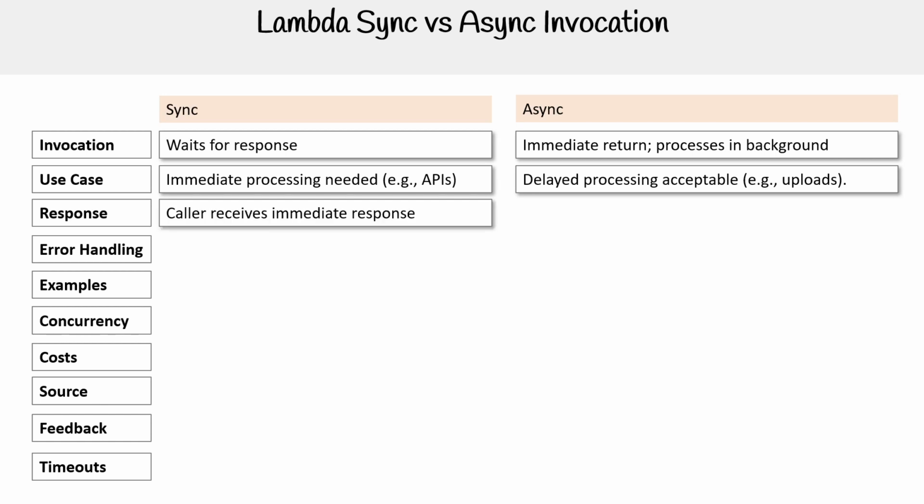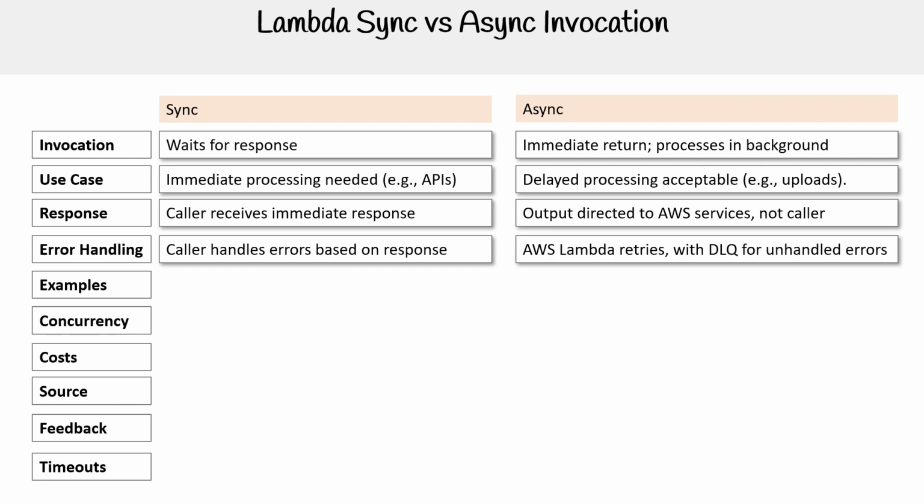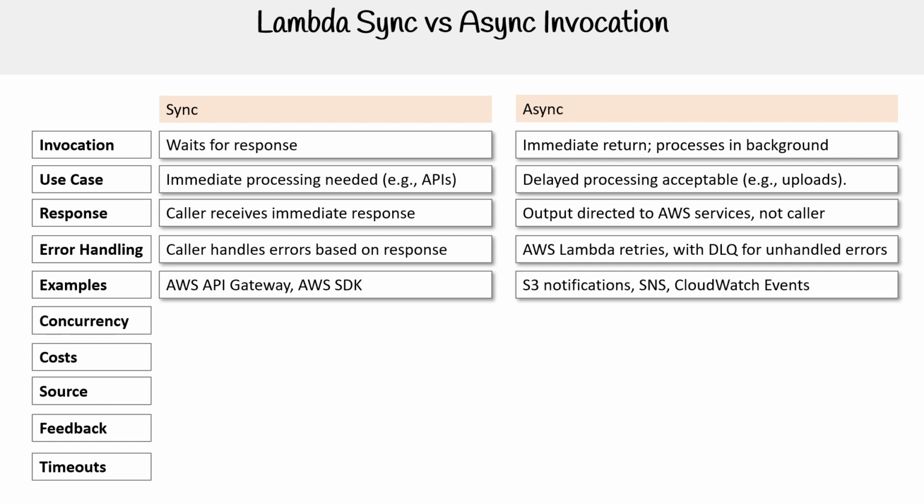we're working with uploads. For sync, the caller receives the response immediately. For async, we have output directly to an AWS service, not the caller. For sync, for error handling, the caller handles errors based on the response. For async, AWS Lambda retries, or we send it to a dead letter queue for unhandled errors. For sync, we'd be using AWS API Gateway or the SDK or the CLI, the API directly. For async, we're looking at S3 notifications, SNS, CloudWatch events.